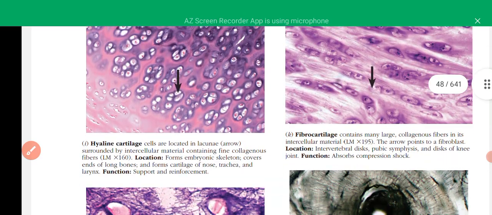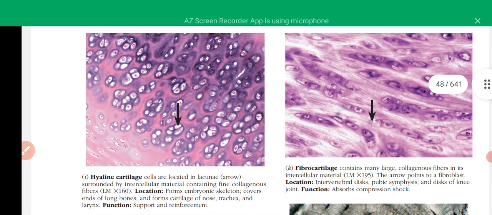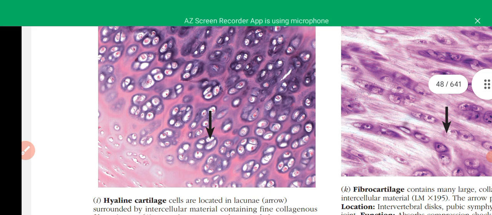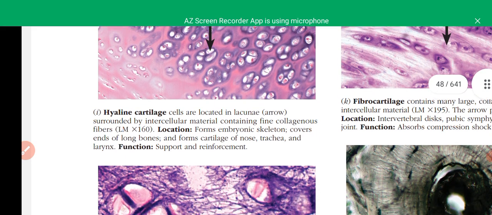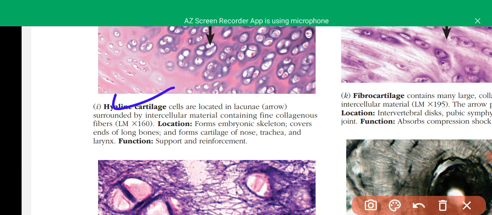Then we are going to discuss cartilages. Cartilages are three in number. Let's talk about the types of cartilage. Here is our hyaline cartilage. Hyaline cartilage is the strongest and most abundant cartilage to be found in the body. Here are their cells present in lacunae, and they are present in embryonic skeletons.